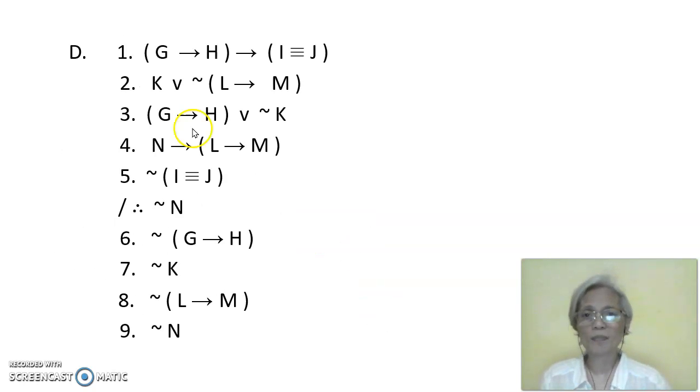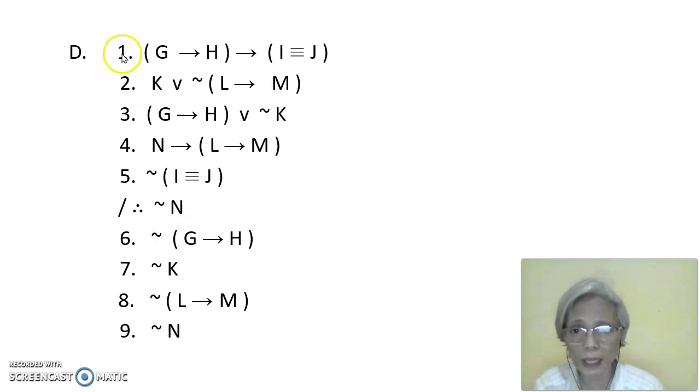We have another example. We have G implies H implies I if and only if J. K or not L implies M. We have G implies H or not K. We have N implies L implies M. And we have not I if and only if J, with the desired conclusion not N. So we are able to get number 6 by applying modus tollens to 1 and 5. So you have P implies Q, you have not Q, therefore not P, which is statement number 6.